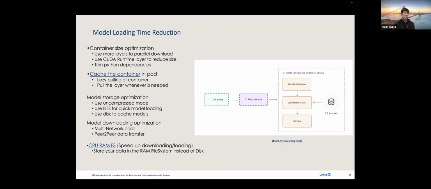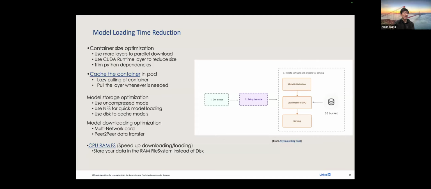So optimizing model loading is essential for production systems, especially to reduce cold start times and enable scalable auto-scaling during demand spikes. Several key strategies are used to accelerate model loading. The first is container size optimization, where you can use smaller container images, trim unnecessary Python dependencies, and separate the CUDA runtime layers, allowing much faster container pulling and initialization.